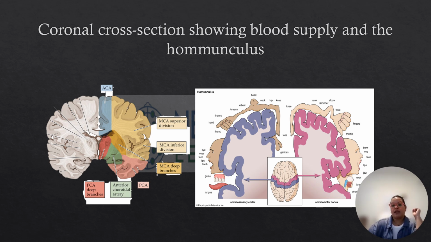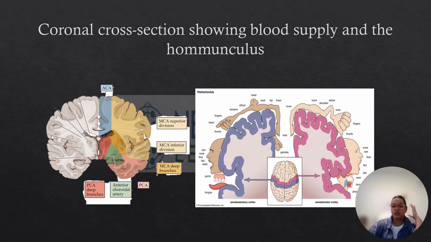Also, if we're looking at the homunculus, we can see that the arms and the face are going to be affected. So this patient could have facial drooping, right? Because the muscles of the face are affected by the stroke on this artery, and they can have paralysis on the upper limb. So if it's the right middle cerebral artery, then the left arm is going to be affected. The left side of the face is going to be affected.